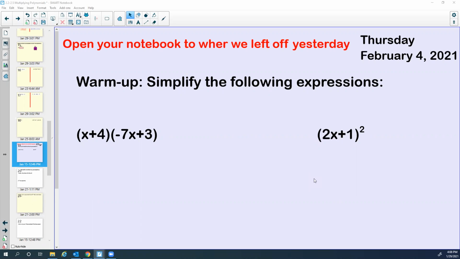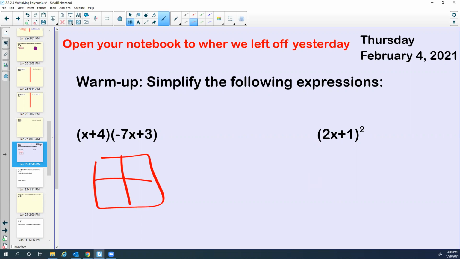All right, so I got these two right here. I'm going to make myself a box, x plus 4, negative 7x plus 3. And I'm just going to multiply the outsides with each other. Negative 7x times x is negative 7x squared. 3 times x is 3x. Negative 7x times 4 is negative 28x. 3 times 4 is positive 12.